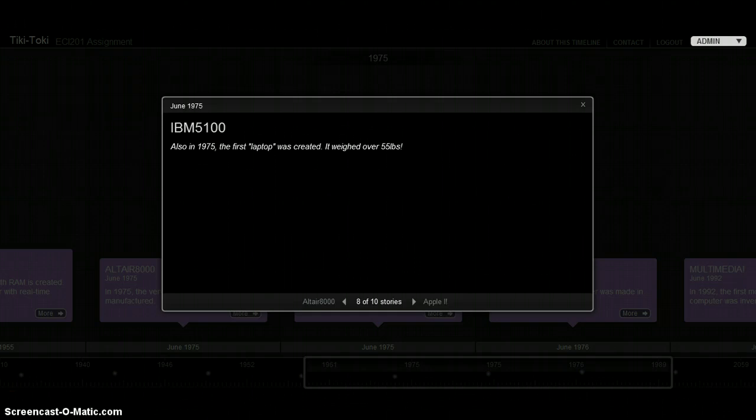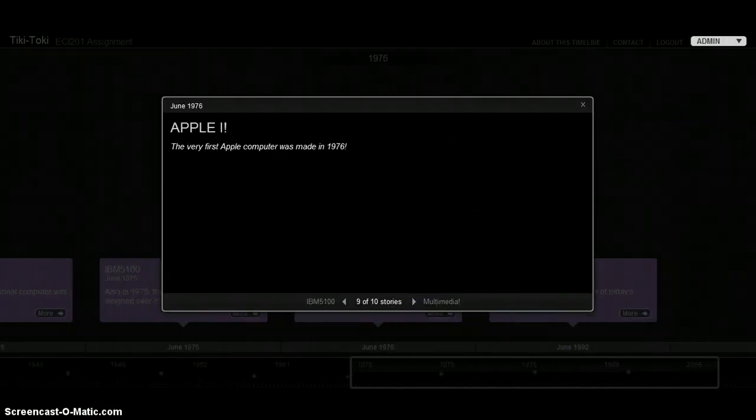The very first laptop or portable computer is the IBM 5100. It was released in September of 1975. It weighed 55 pounds, had a 5-inch CRT display, had a tape drive, and had 64 KB of RAM. So imagine carrying that to class, a 55-pound computer. And Apple developed their first computer in 1976, called the Apple I, and Steve Wozniak designed it.